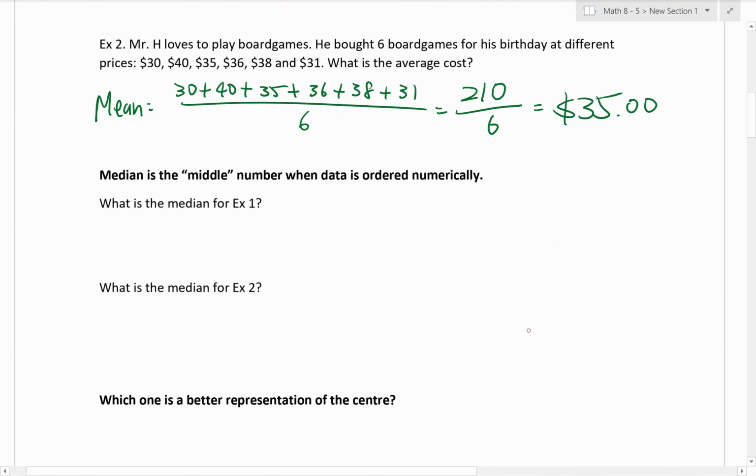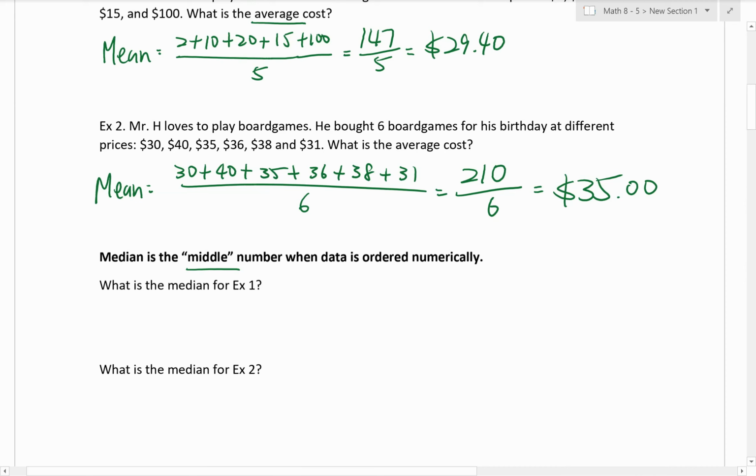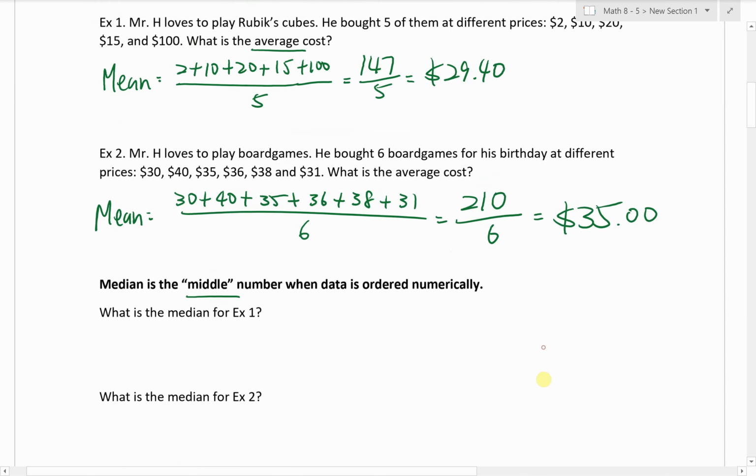Median is actually the middle number. It is the middle number when the data is ordered numerically. So you order them from the smallest to the biggest, and the one that appears right in the middle is the median. For example, in the first example here, what is the median?